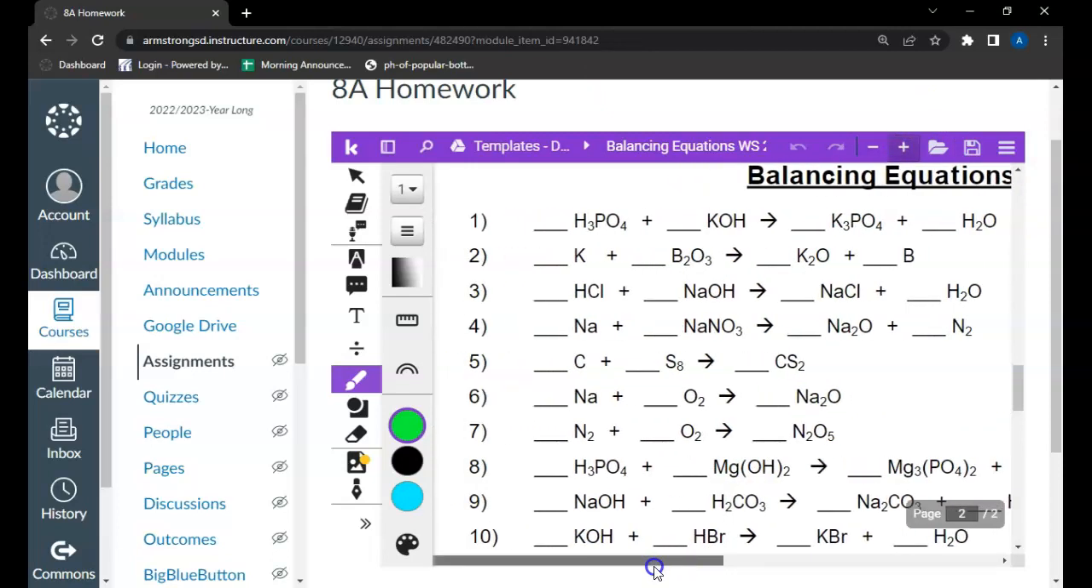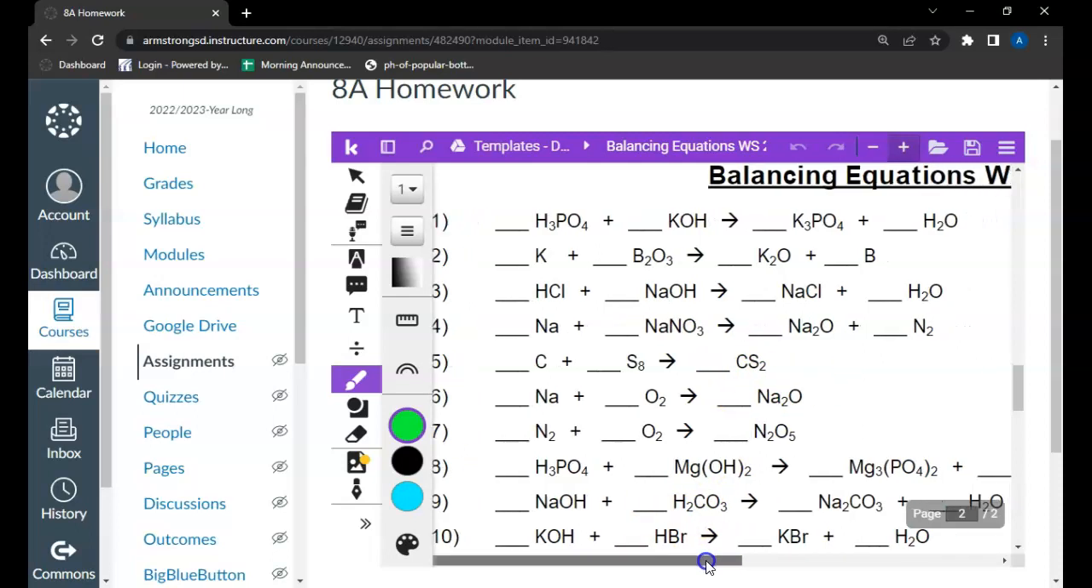Number 5 here, we've got carbon plus sulfur gives me carbon disulfide. Or even the next one, 6, sodium plus oxygen gives me sodium oxide. You see how those are synthesis. Unfortunately, this worksheet doesn't have any examples of decomposition, but I can just take 5 and 6, put them in reverse, and now I have a decomposition. So carbon disulfide would become carbon and sulfur. Sodium oxide would become sodium and oxygen.